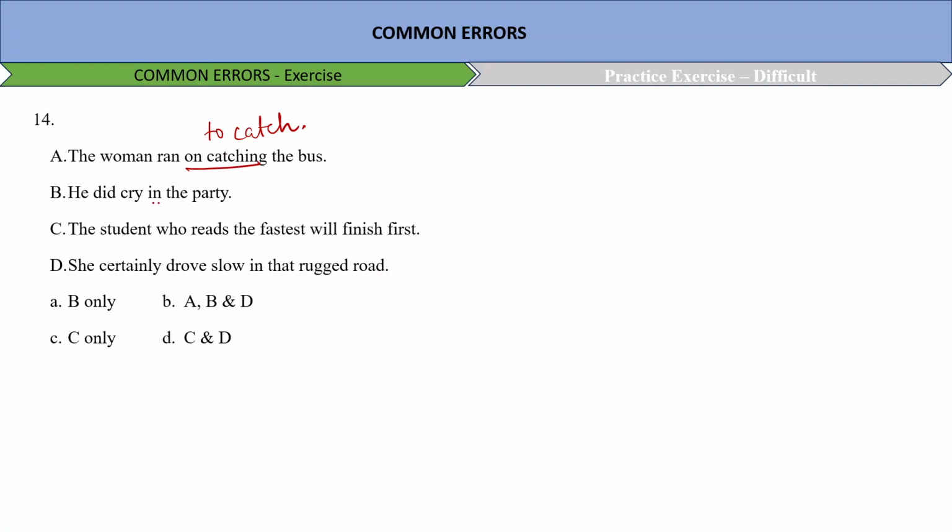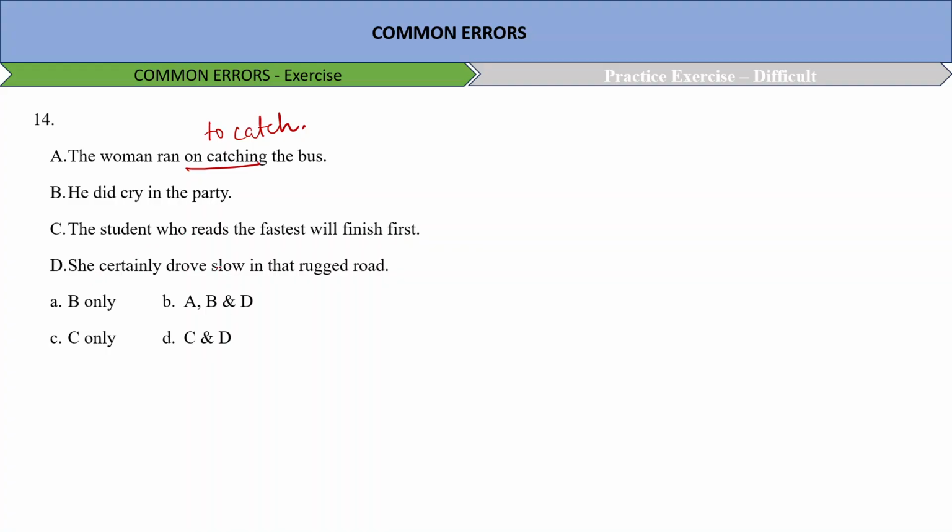Okay. He did cry in the party. In the sentence, where "did" is used, the first form of the verb should be used. So it should be did cry and not did cried. Okay, this is correct. I think he did cry. Again, sentence C. The student who reads the fastest will finish first.